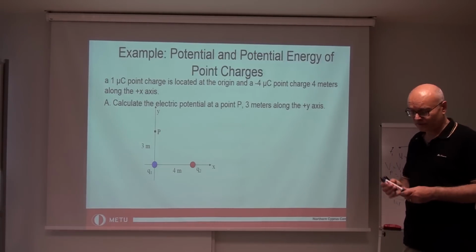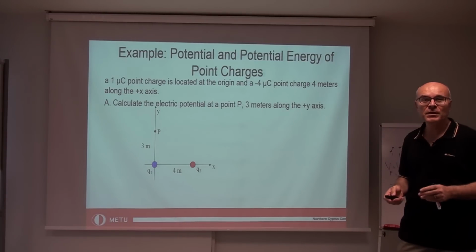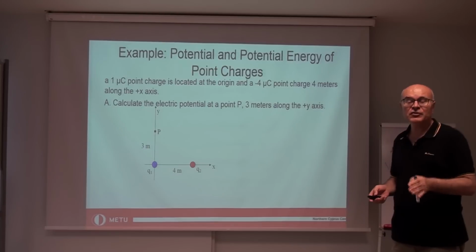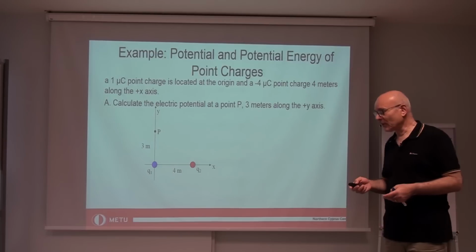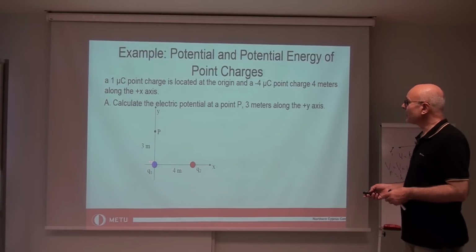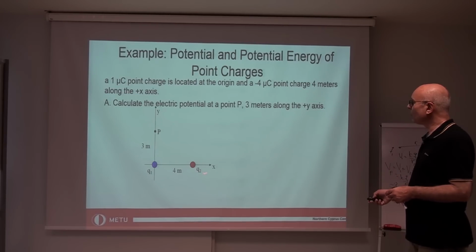Now, time for an example. The example that we will consider is about the potential and potential energy of a system of multiple point charges. We start with a system composed of 2 charges. One of them, Q1, is of magnitude 1 microcoulomb, and the other is of magnitude minus 4 microcoulomb. This one is at the origin, and this one is at a point 4 meters from the origin.